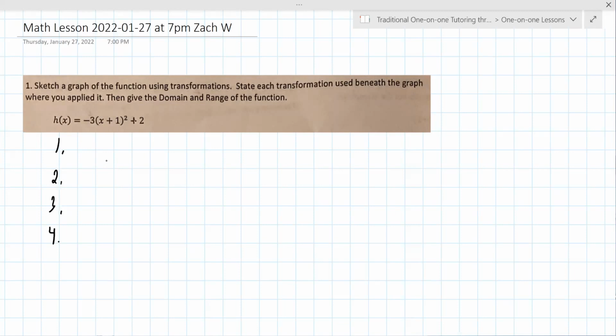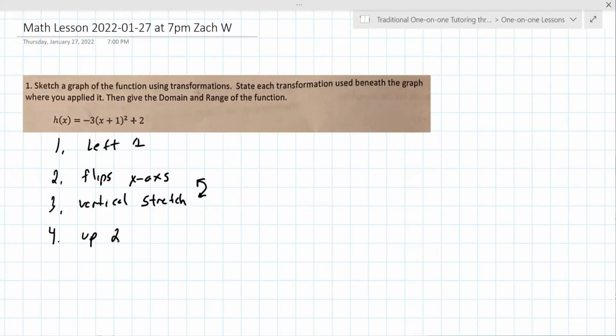Moves horizontally to the left by 1 unit. Okay, agreed. Flips over the x-axis. It gets stretched by 3. Vertical stretch. We have to indicate whether it's vertical or horizontal. And these can actually go in either order. I would actually put the stretch first, but either way is okay. And then the last one is move up vertically by 2 units.